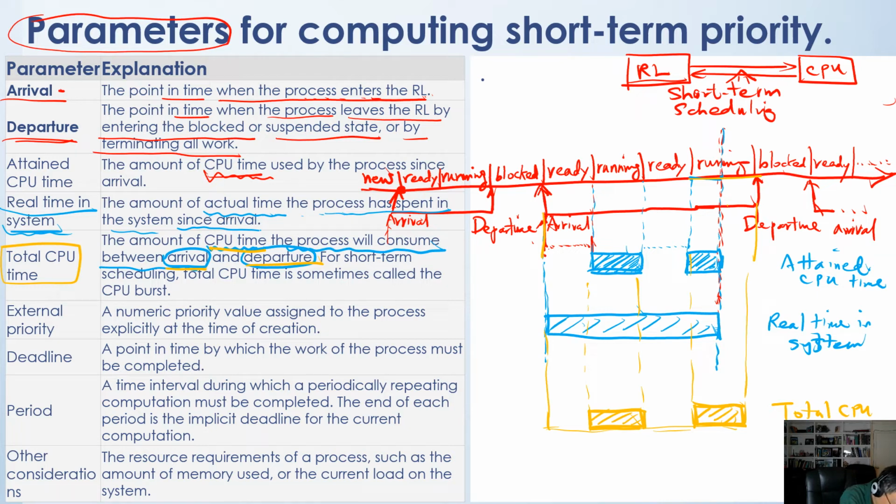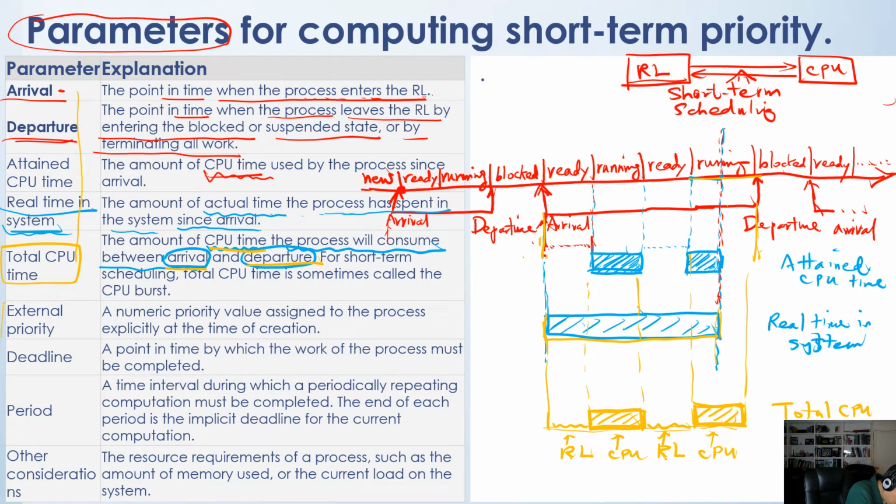Now the real time is between the arrival and this timeline, but the total CPU time is they basically count from the arrival to the departure, between arrival and departure, and the total CPU time. Now this is in the ready state, so it's actually in the ready list, right? It's not in the CPU, but this period of time it's in the CPU. Okay, so that's the definition for each of these parameters.